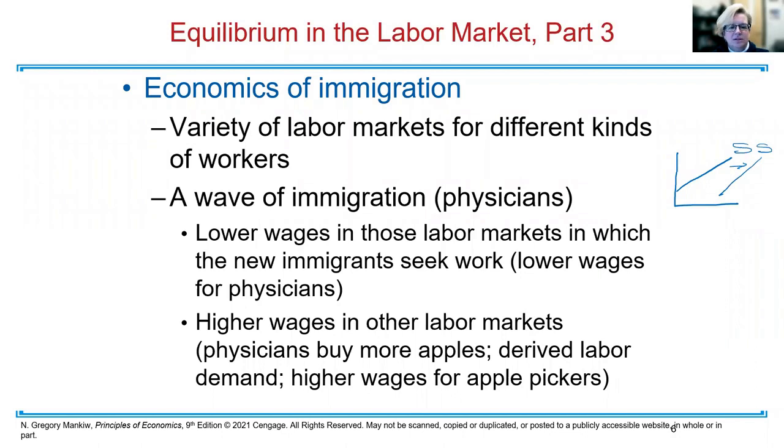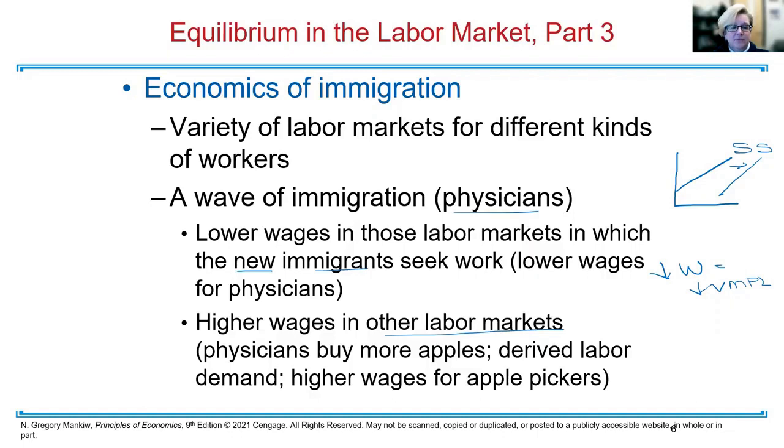So when we talk about, and here's a good example, physicians. So there tends to be lower wages in labor markets where new immigrants would seek work. So for example, if new immigrants come in and they seek work as a physician, then the wages for physicians overall would decrease. So a decrease in the wages, which means a decrease in the value of the marginal product of labor.